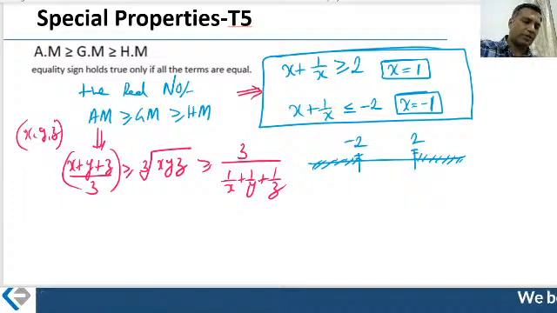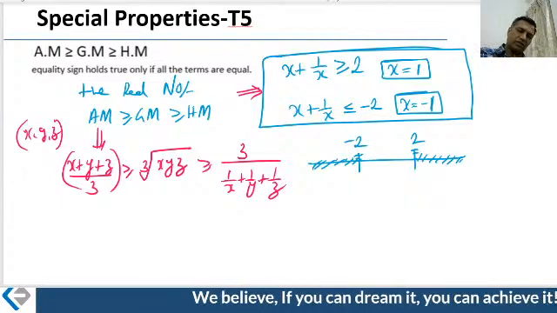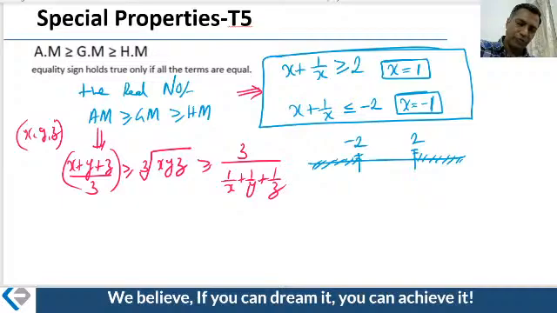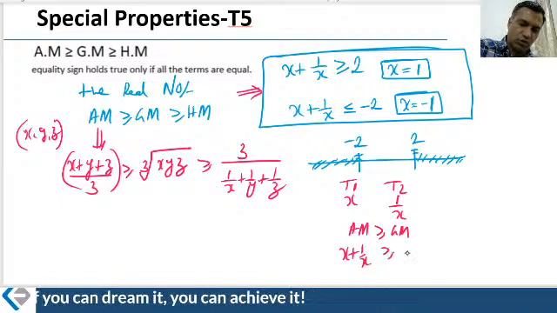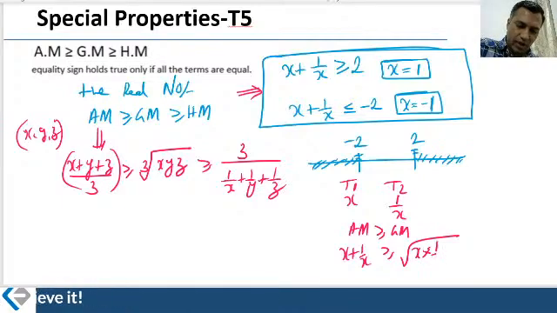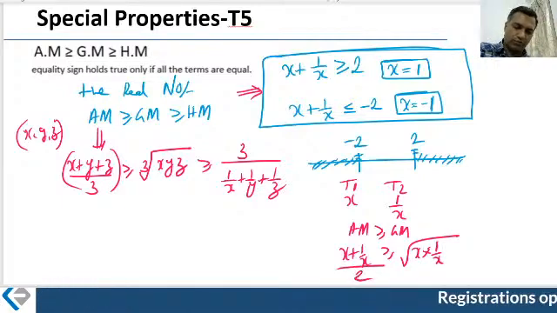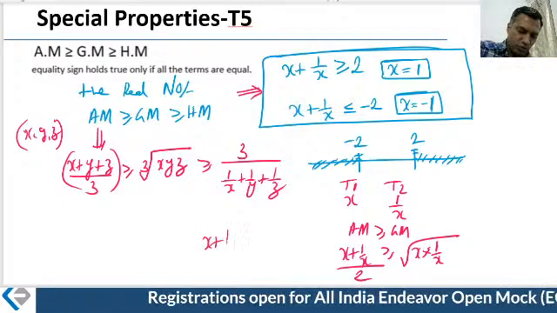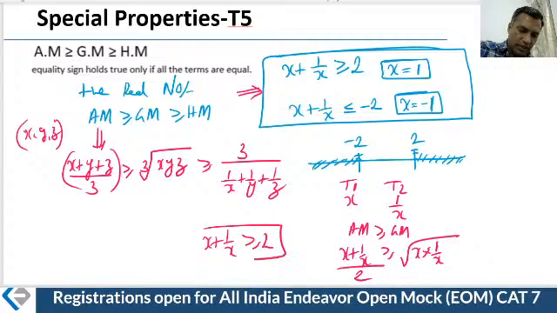I also want you to remember this particular property along with this, because that also comes from AM GM only. If one of the terms is x and the second term is 1 by x, apply AM greater than or equal to GM. You write x plus 1 by x divided by 2 is greater than or equal to the square root of x into 1 by x. Therefore, when you solve this, you get x plus 1 by x is greater than or equal to 2. Basically, a subset of the AM GM property leads me to these results.